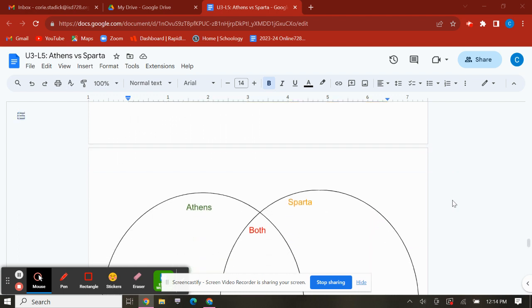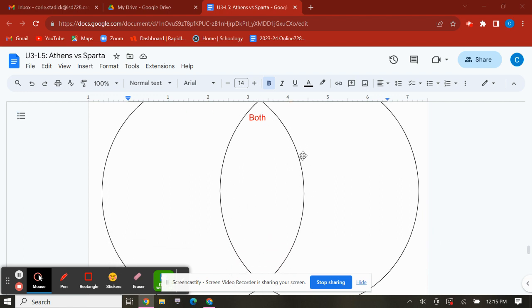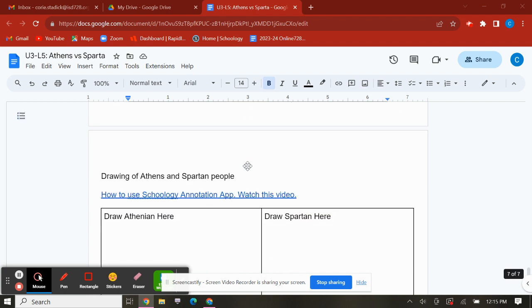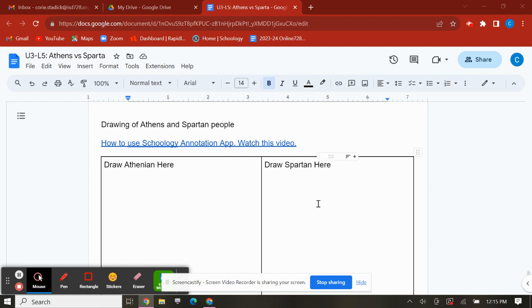Okay, next up, you got to do the Venn diagram. So right over here, examples of the differences in just Athens, the differences in just Sparta, and then if they share any of the similar things, write it right here in the middle where it says both. And then after that, you are going to draw me a picture of an Athenian and of a Spartan. If you need help on how to use the Schoology annotation app, it's also the same video that we watched during orientation. It's right here.